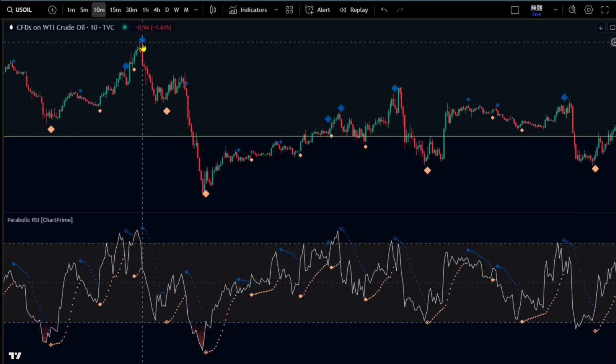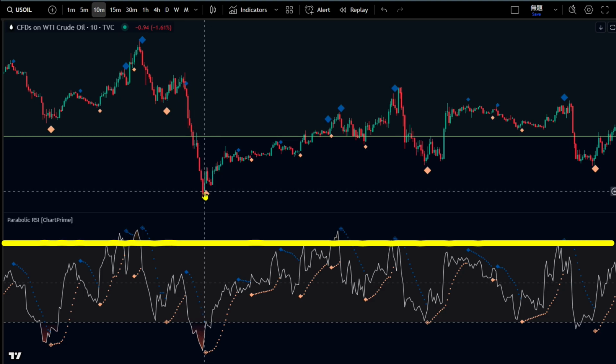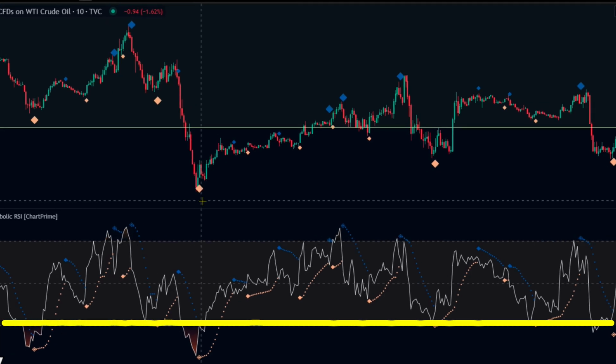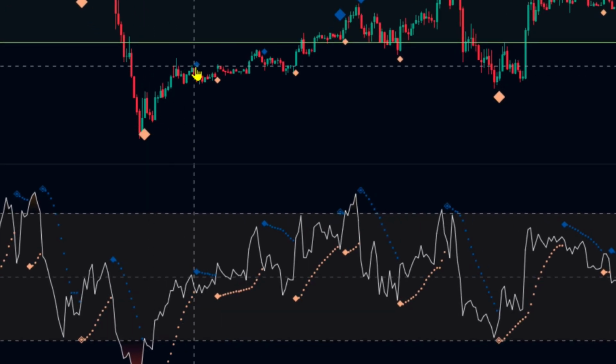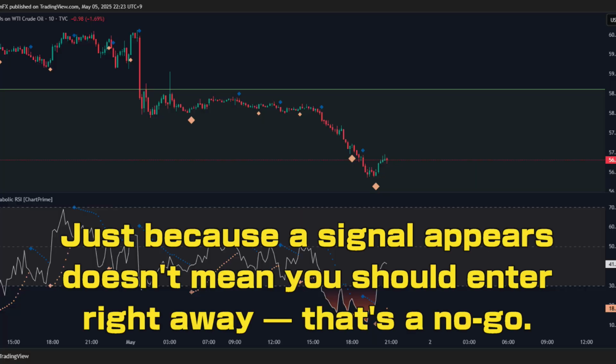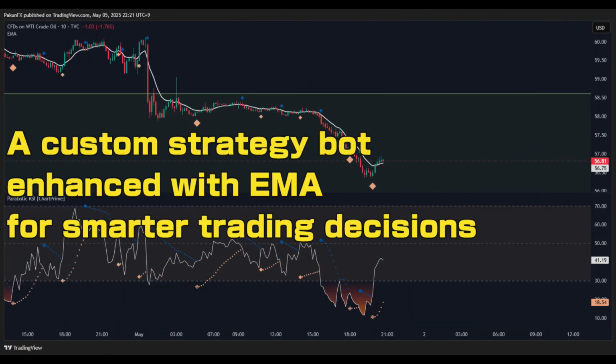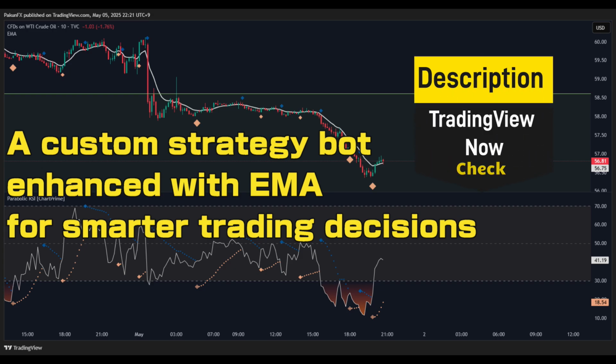There are two key types of signals to watch for. Large diamonds. When RSI is above 70 or below 30 and the SAR flips, this is a strong signal. Small diamonds. A standard SAR flip. This is a slightly weaker signal. But don't jump into a trade just because a signal appears. Combine it with MACD or moving averages to improve accuracy. In this case, we added an EMA to create a custom strategy bot for backtesting.